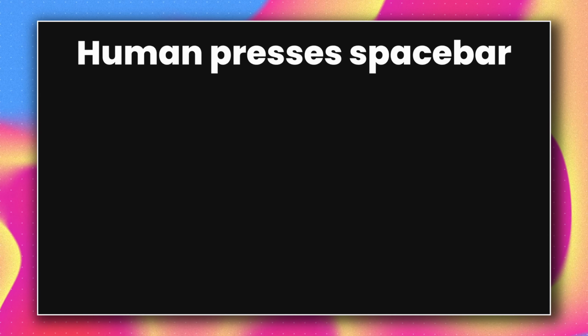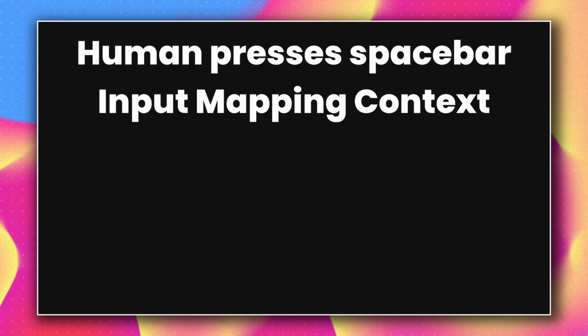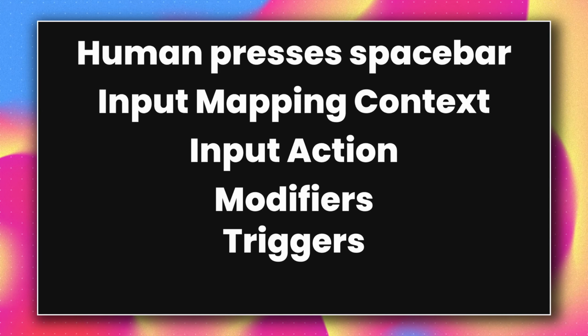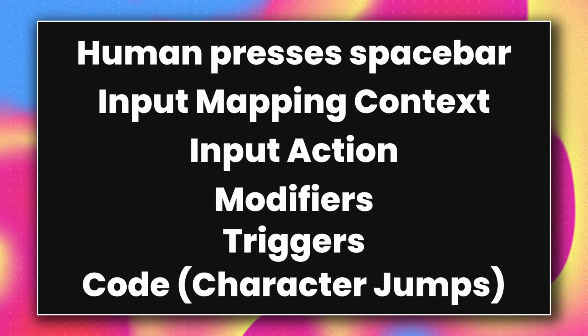It starts with physical input, which is like your spacebar, mouse, trigger, joystick, to your input mapping context, which calls an input action, which goes through modifiers, which has triggers, which get called in your blueprint code. Throughout this series, I'm going to be covering every single part of that pipeline, but for now, it's just useful to know the order everything goes in.